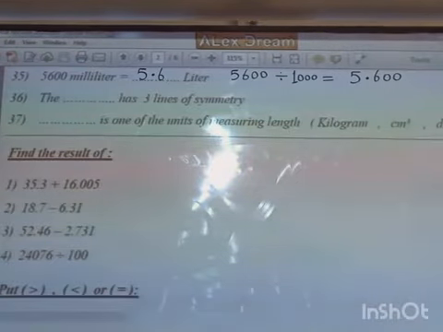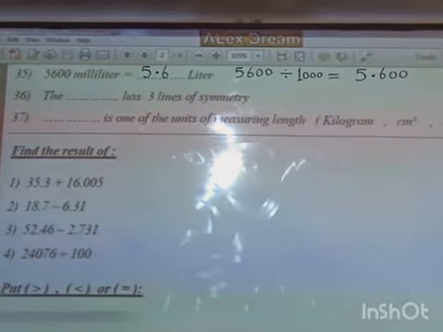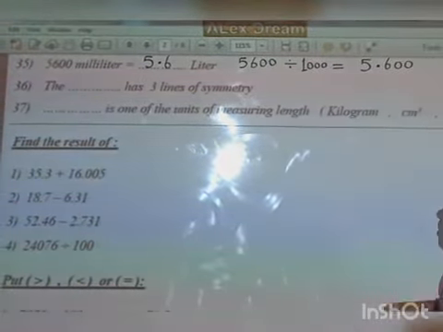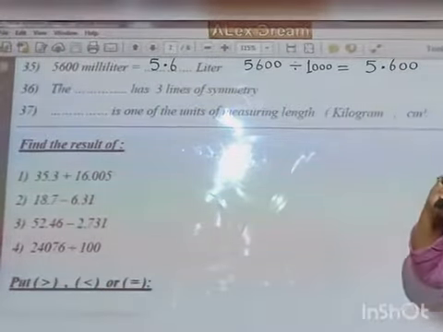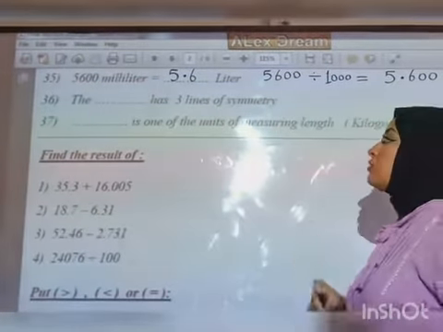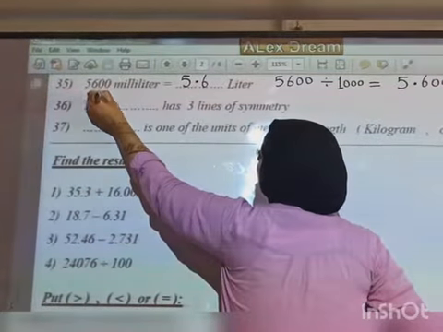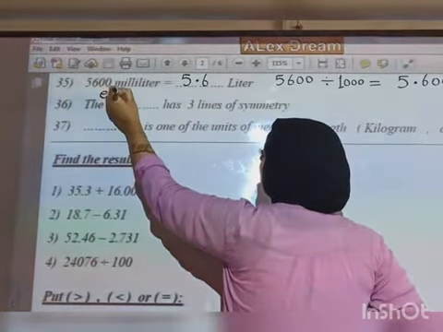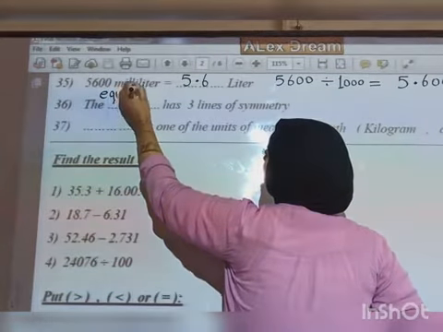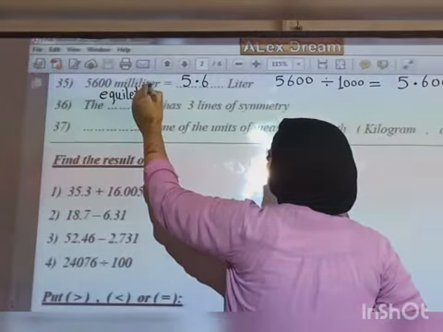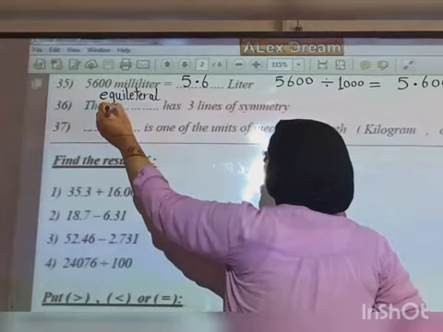Number 36. What has 3 lines of symmetry? What is the shape which has 3 lines of symmetry? It's the equilateral triangle.